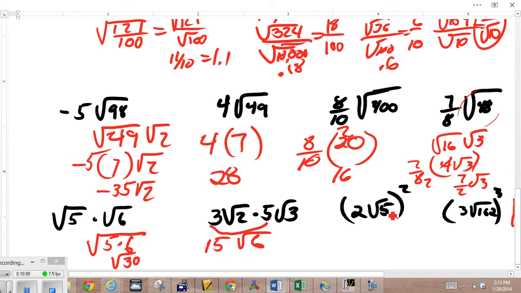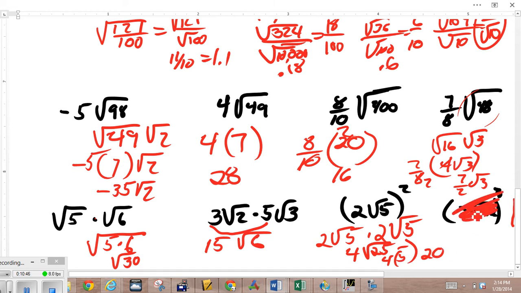There it is. 2 root 5 quantity squared is 2 root 5 times 2 root 5, which, again, like this problem over here, would be 2 times 2, keeping it outside, so that's 4. And 5 times 5 is 25, keeping it inside, but of course the square root of 25 is 5, so that's 4 times 5, which is, of course, 20. All right, and this problem, I don't know why I wanted that one. Don't worry about that one, okay?